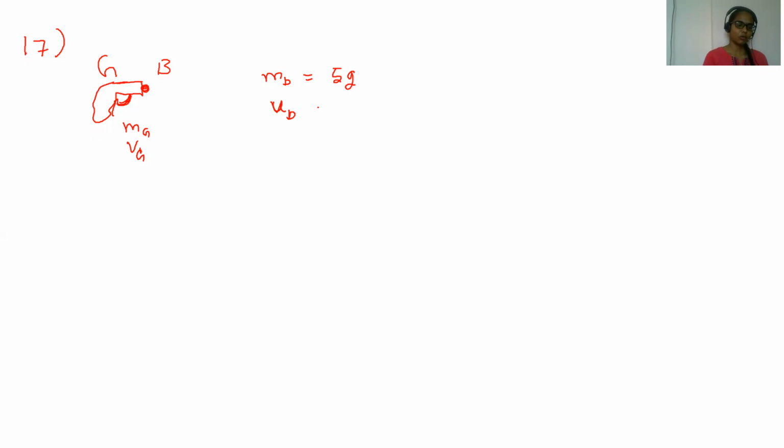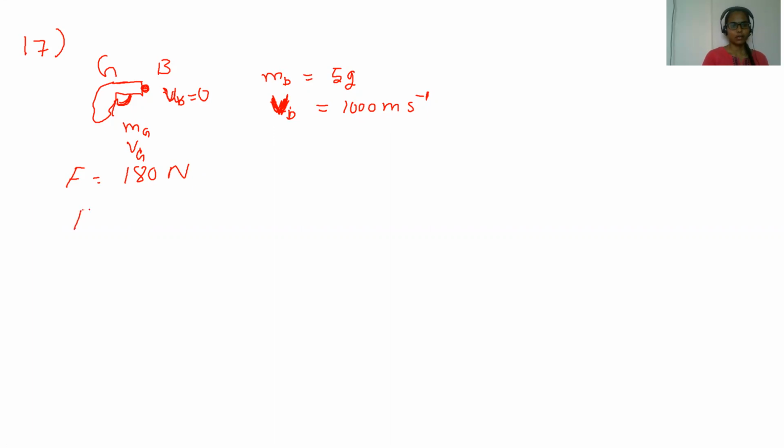The velocity of the bullet, it goes with a speed of 1000 meters per second after firing. Before firing, what is the velocity of the bullet? The bullet and the gun are both at rest. So the initial velocity of the bullet is 0. When it is fired, the final velocity of the bullet, capital V, becomes 1000 meters per second. And the force acting on the gun, F, is given as 180 Newton. You need to calculate the number of bullets fired from the gun.